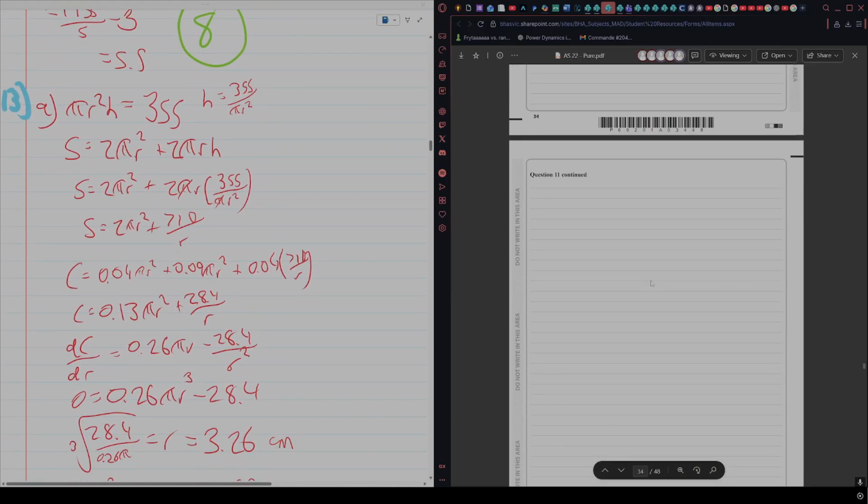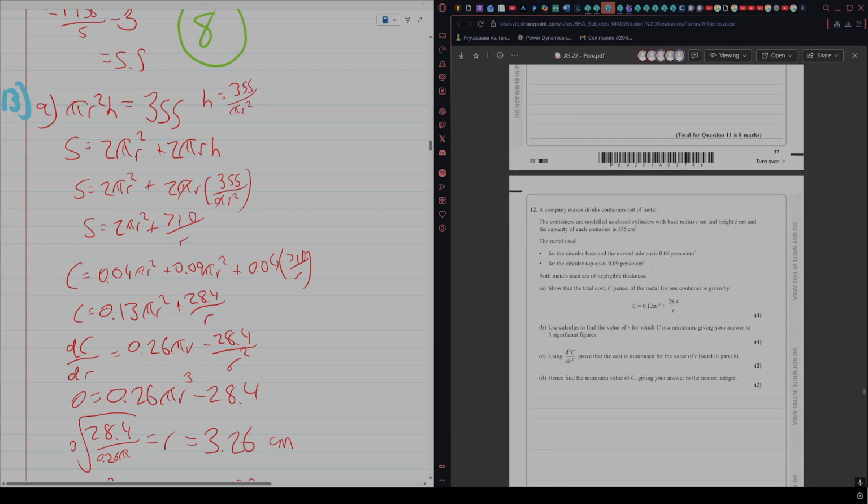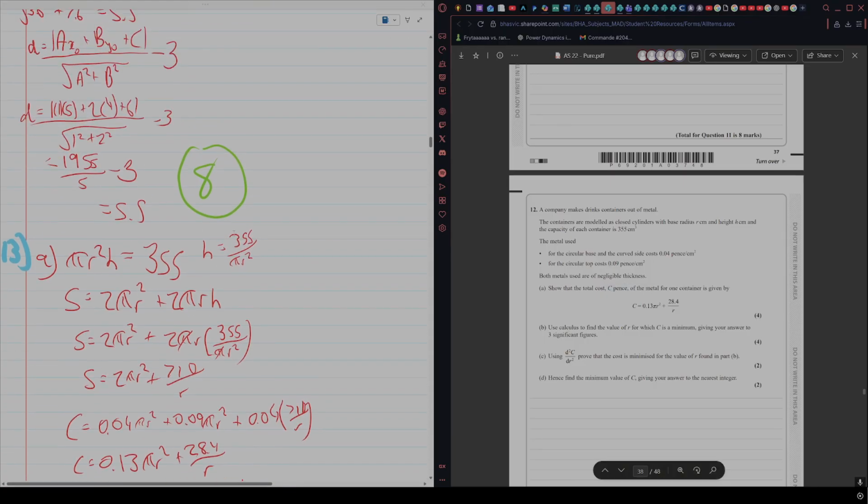Alright, next question. This question is very high mark, because you have to do some optimization. They tried to make it interesting, but it just made it kind of more annoying. So firstly, you just ignore this cost thing at the start.